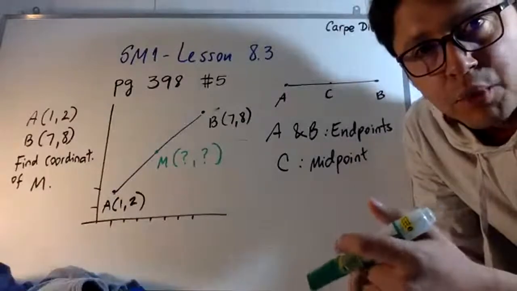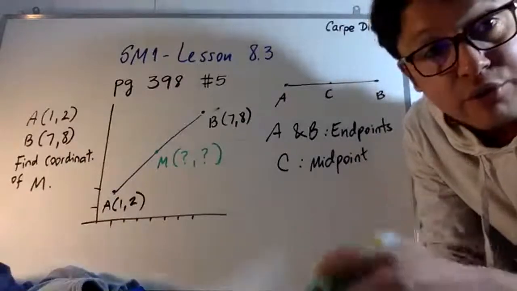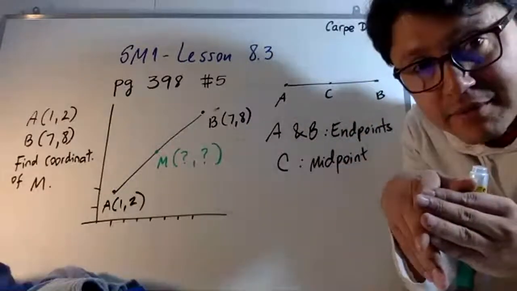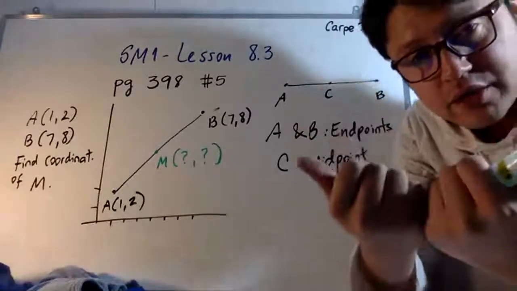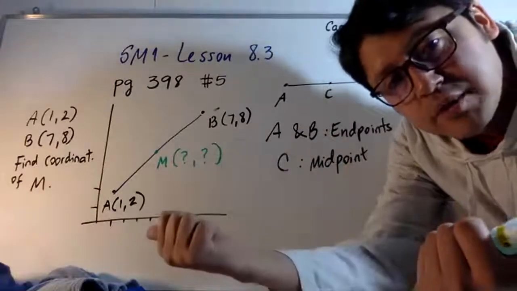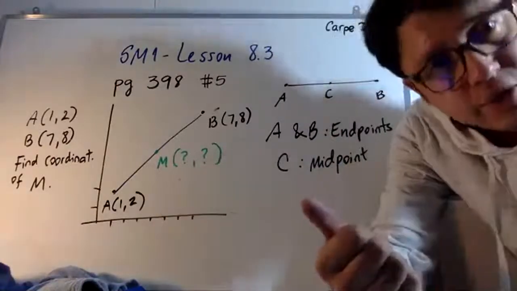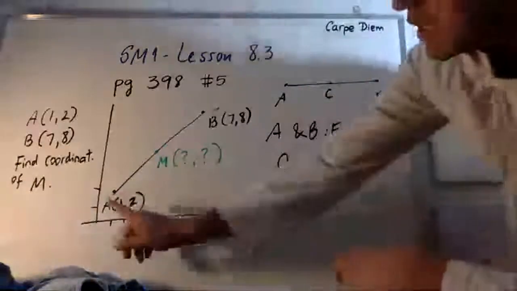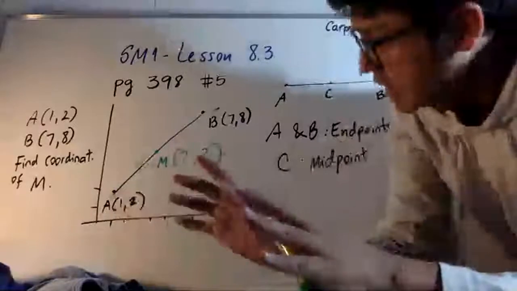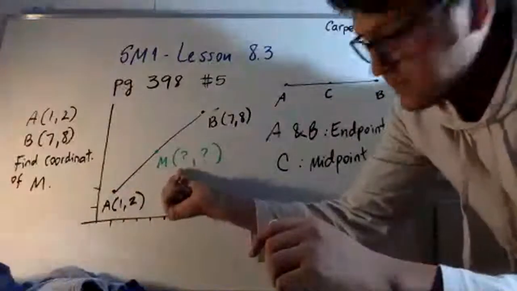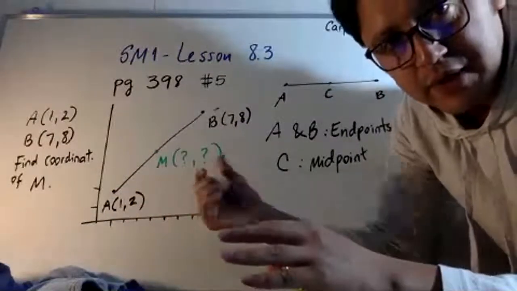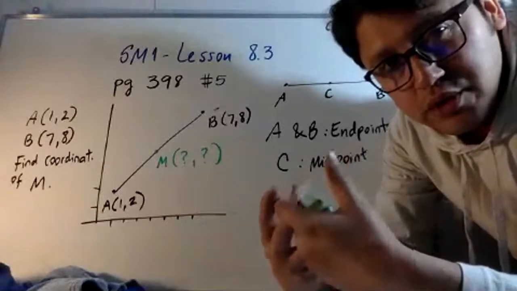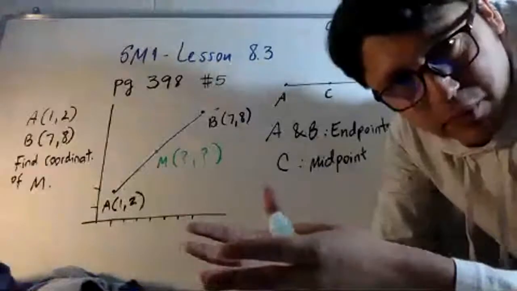But remember, midpoint means that it's halfway between the endpoints. Or if you are given the midpoint, you know that the distance you go to one endpoint is the same as the distance to the other endpoint. We have to find the x value and the y value. I'm not going to use the formula here because I want you to notice what happens. It's really simple.